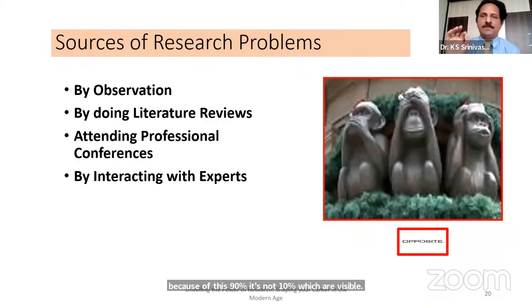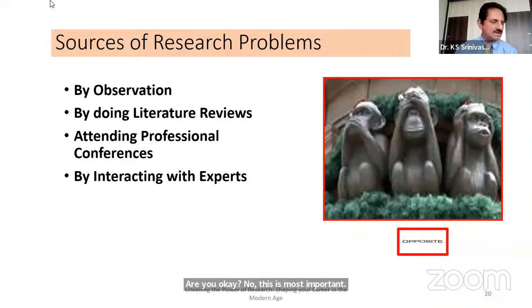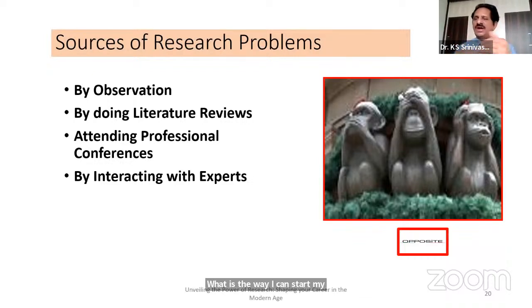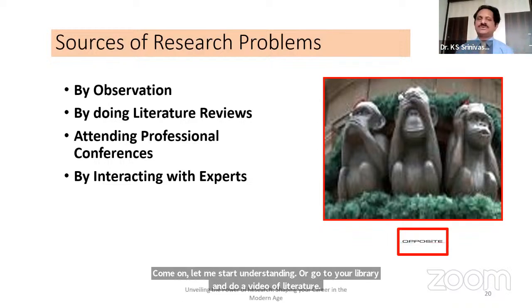Now, this is most important. Take a picture of this, because of sources. "Sir, you have motivated me like anything to do my research, but I don't know where to start, where I can get my ideas. What is the way I can start my research?" By observation. You are talking now. We both are interacting with each other. Observe. "Oh, this guy told something about these things. Come on, let me start understanding them." Or go to your library and do a review of literature. Study various research outcomes and come back to that.